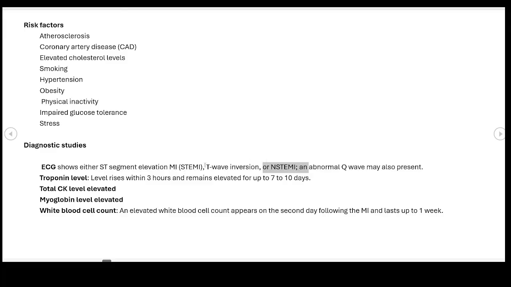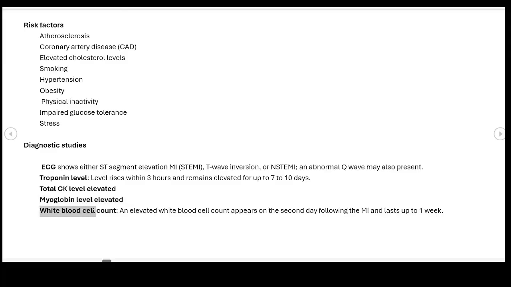Remember, what determines MI is a troponin. We will draw blood, and troponin levels will go up and will remain elevated for at least 7 to 10 days. Then the creatinine kinase, total creatinine kinase, will also go up as well. Myoglobin will also go up because this is coming from the muscles, and the heart is a muscular organ.